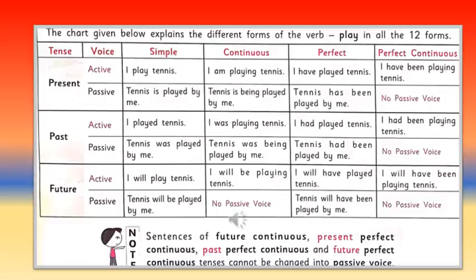And the second one, continuous tense, present continuous, I am playing tennis. And passive voice, tennis is being played by me. In all the continuous forms in the passive voice, you can see being, B-E-I-N-G, will be there. Okay. And the third one is the present perfect tense. I have played tennis. Passive voice, tennis has been played by me. And in the perfect continuous, I have been playing tennis. And there is no passive voice for the present perfect continuous.